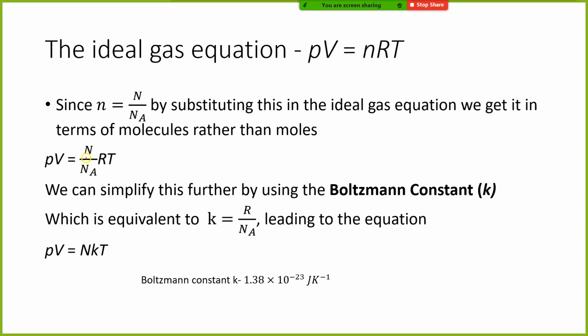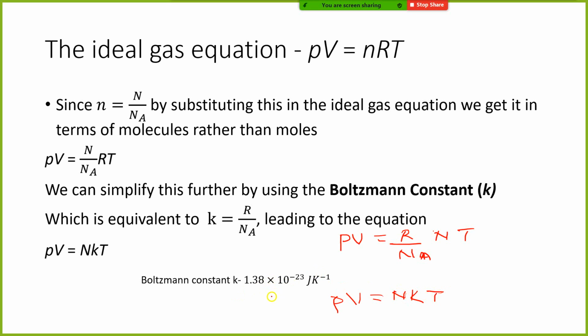So, because I have N over Na times R times T in the equation here, I can just modify the equation to make it look like this, to say PV is equal to R upon Na times NT. So this thing here now, R upon Na, is going to be replaced by what we call the Boltzmann constant, and the symbol for that is a common K. So we're left with our ideal gas equation now written as PV is equal to N times KT.